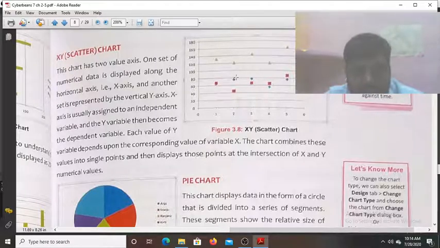Student 2 like this, student 3, student 4. Every student's marks is represented, and the total is also represented as for student 1. So all the students' marks are given here. So that is the XY scatter chart. By this you can understand.